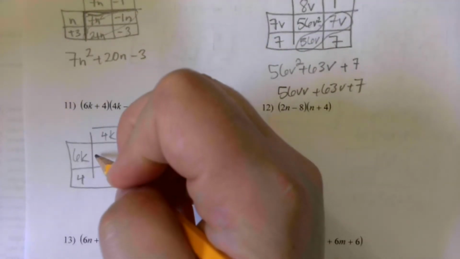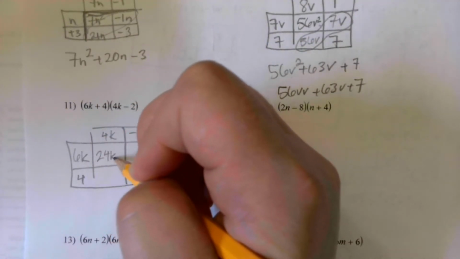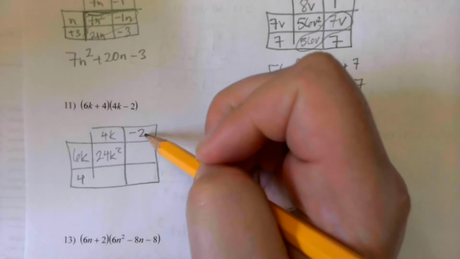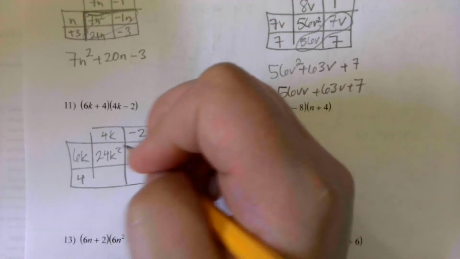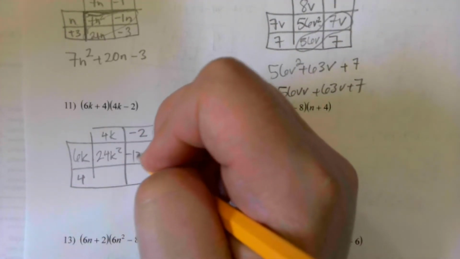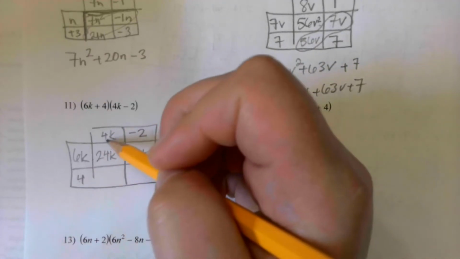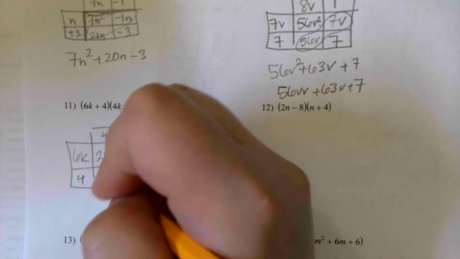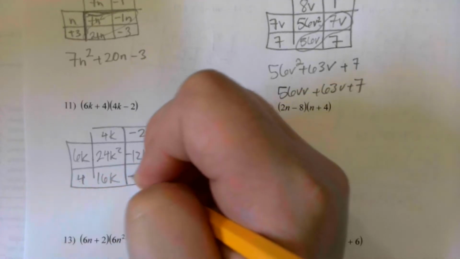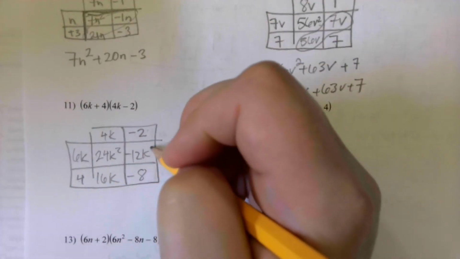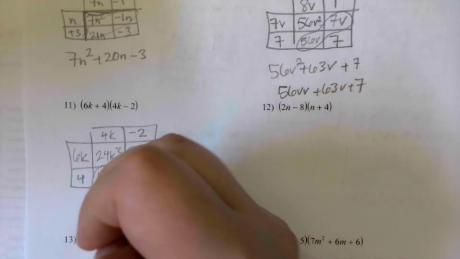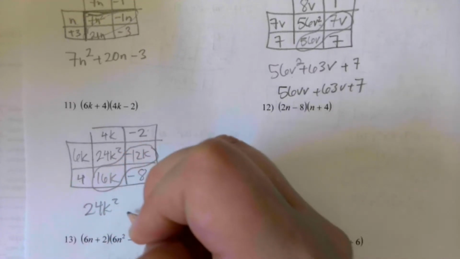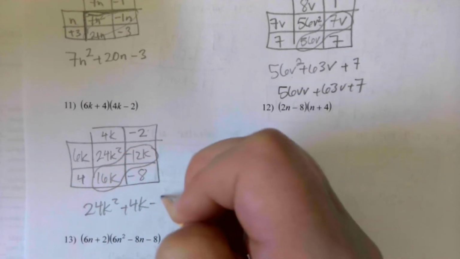6k, 4k, I've got 24k squared. 6k times a negative 2, negative 12k. 4 times 4k, 16k. 4 times negative 2, negative 8. I've got 24k squared plus 4k minus 8.